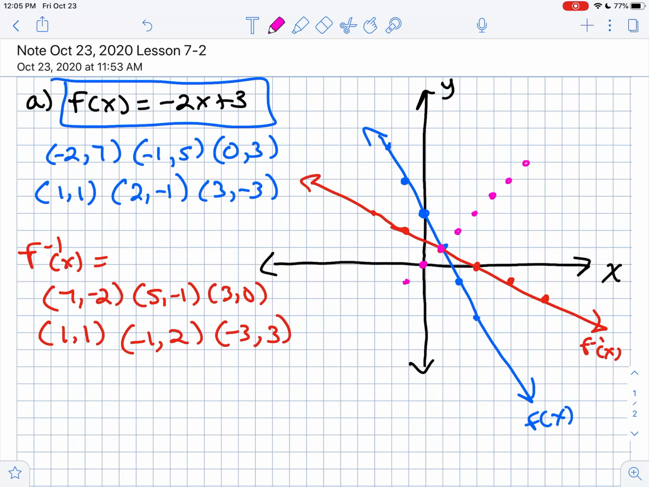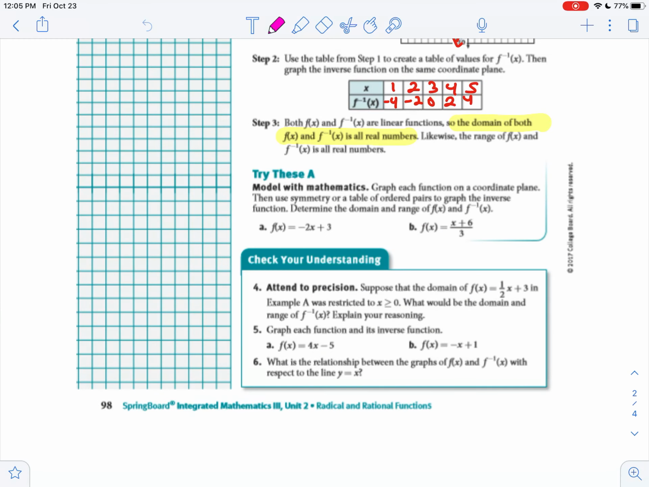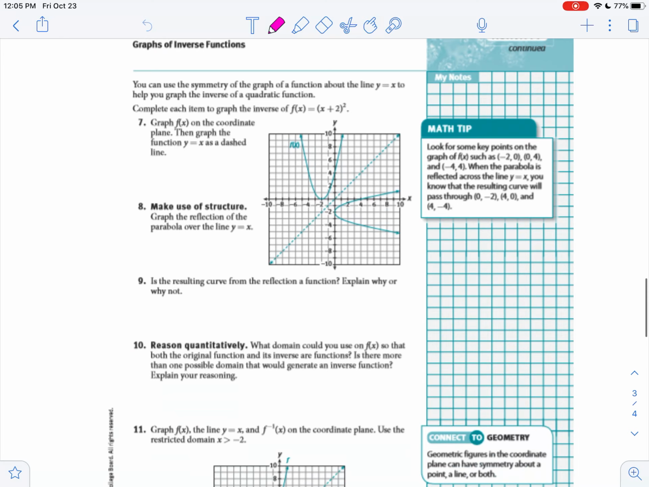And I'll once again put the identity line in pink so you could see the symmetry. Again, it looks a little neater when you have your own paper and you have a nice ruler, but you can hopefully see symmetry now. All right, back to our lesson. We could do the same thing with part B, but we're going to move on. And we'll save some of the check your understanding for in-class work.